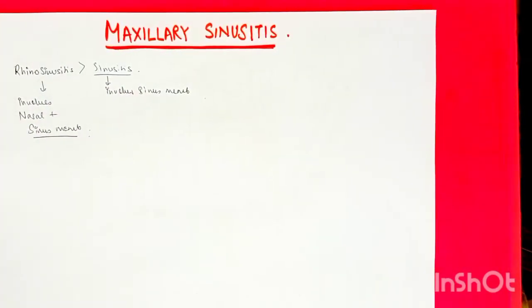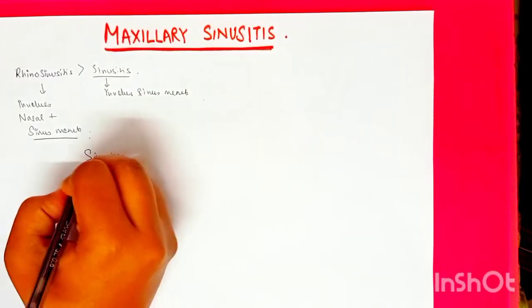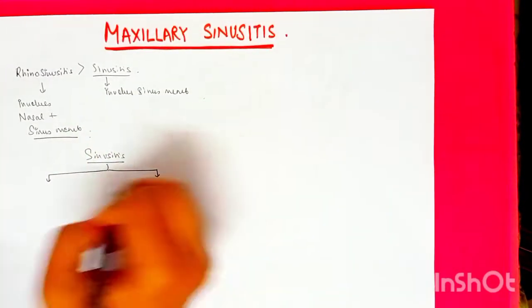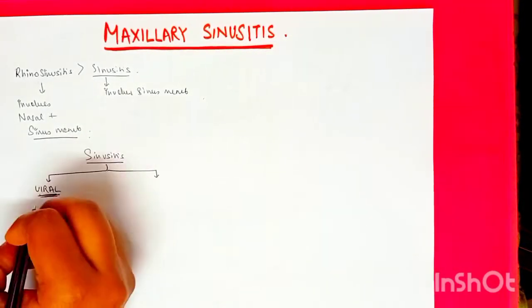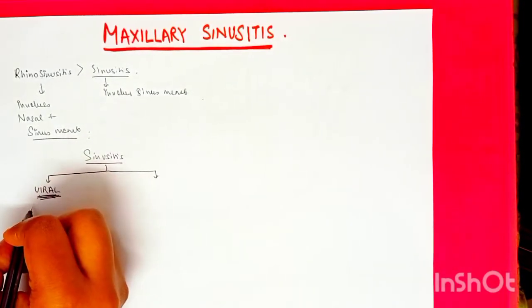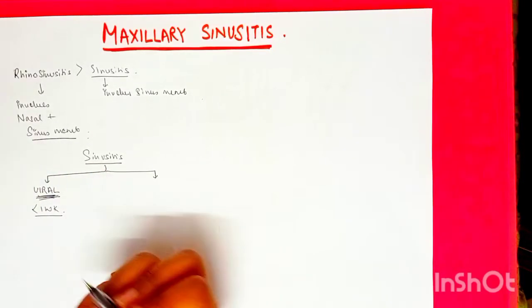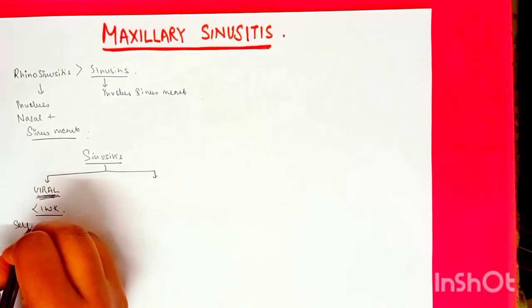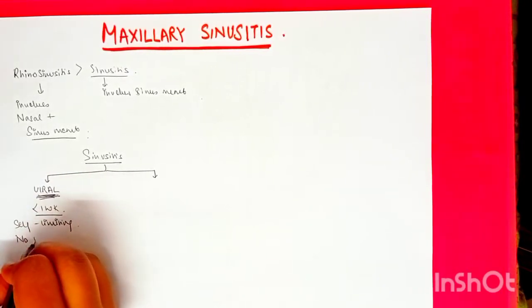Now, what are the causes of sinusitis? So, sinusitis can be caused because of two factors. It can either be viral. Viral is in case when the duration is less than a week. When the duration is less than a week, it is self-limiting. That means it gets corrected on its own. No treatment is required.